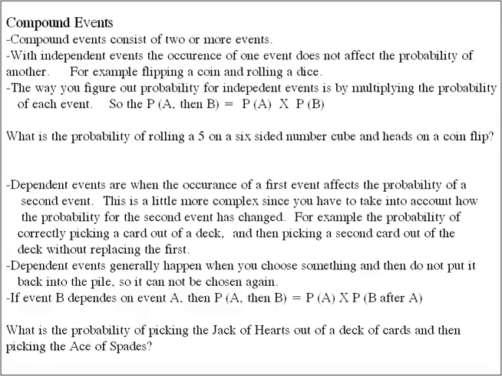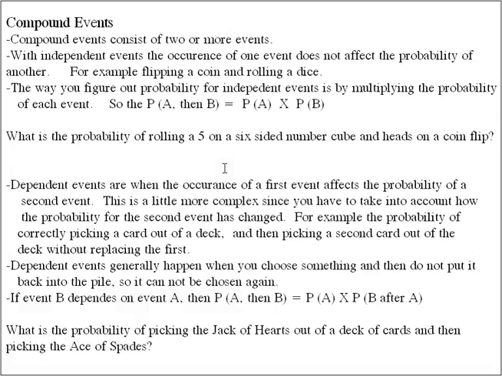There are two different types of compound events: independent and dependent. With independent events, the occurrence of one event does not affect the probability of another. For example, flipping a coin and rolling a die. It's not like one will affect the other. The way you figure out the probability of an independent event is by multiplying the probability of each event. So the probability of A and then B is the probability of A times the probability of B.